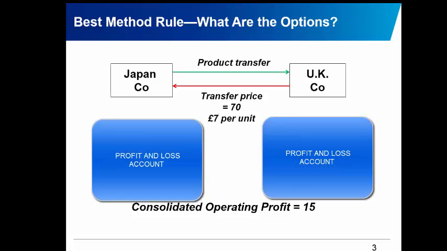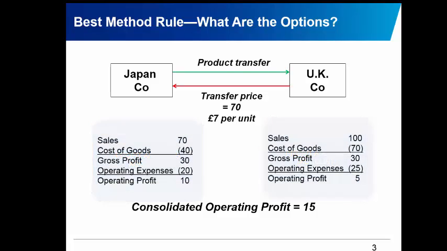You have the profit and loss accounts of both companies to illustrate the discussion. So normally, as you can see, the sales of your manufacturer, 70 being the transfer price, are exactly the same as the cost of goods of the distributor, 70. Then obviously the P&Ls are a bit different. The cost of goods of the Japanese co here are 40, which leads to a gross profit of 30. Same gross profit for the UK company, the distributor, but for different reasons.